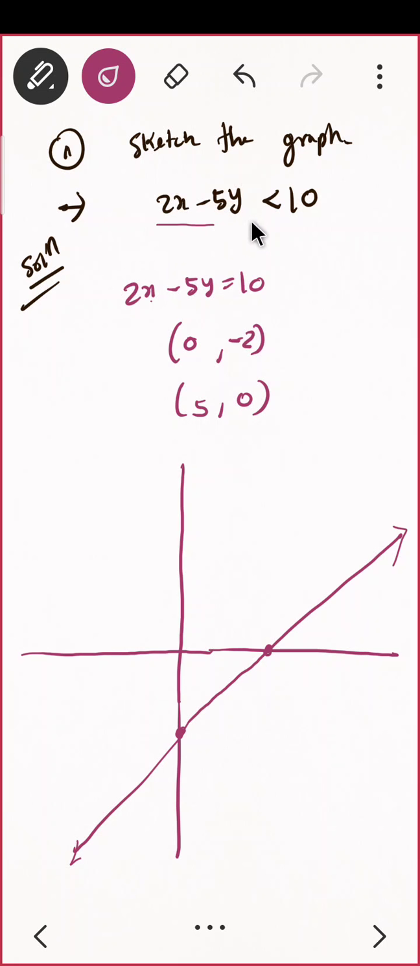You want to draw this: 2x minus 5y less than 10. What should I do? You have two regions. One is either this side or this side. Here origin is there, so you can ask whether the graph is on the origin side or non-origin side. What is your answer? Whether it is origin side or non-origin? How can you say?